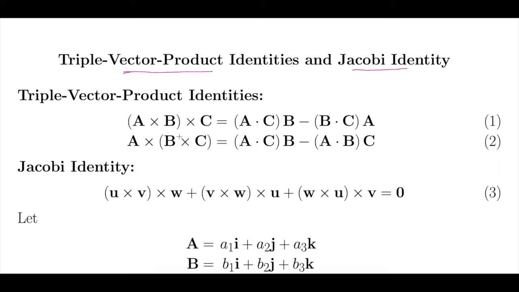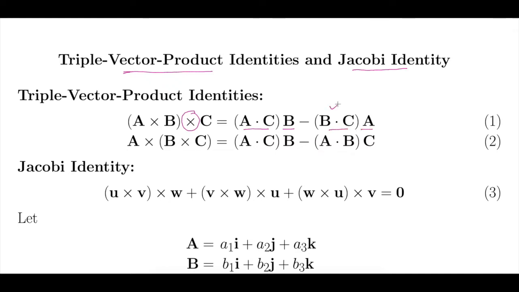Okay. So the triple vector product identity says that if we have A cross B cross C, when A cross B is evaluated first, and it's on the left hand side of this second cross, then this is equal to the dot product of A and C times B, and subtract the dot product of B dot C, which is the scalar product, times A.